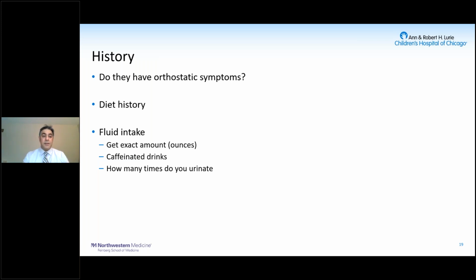Get a good fluid intake. Ask them and try to get exactly how much they drink, specifically in the morning and the first half of the day. What did you have in the morning before you left for school? Okay, it was orange juice. How much was it? Was it a small glass, a large glass? Did you drink it all?